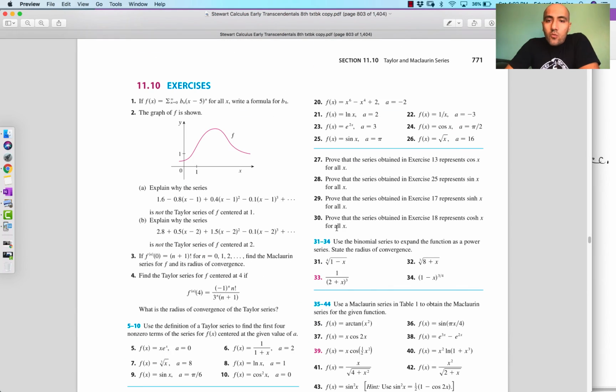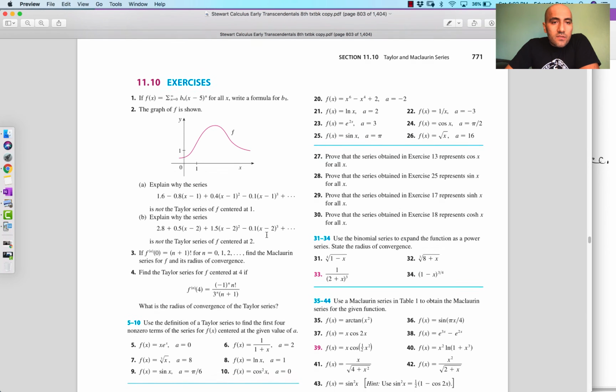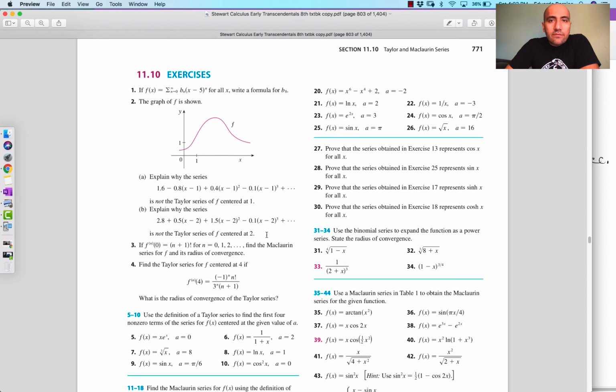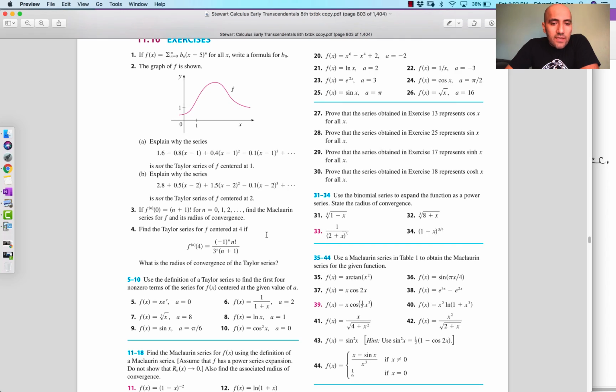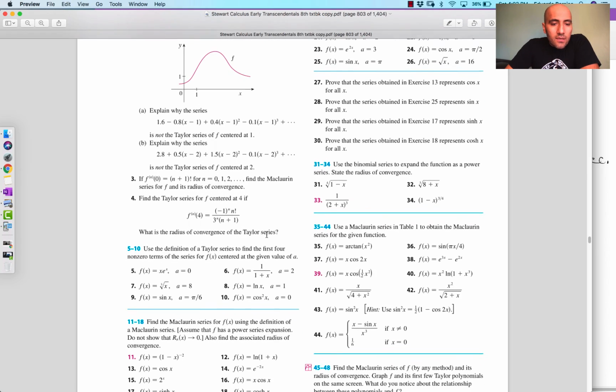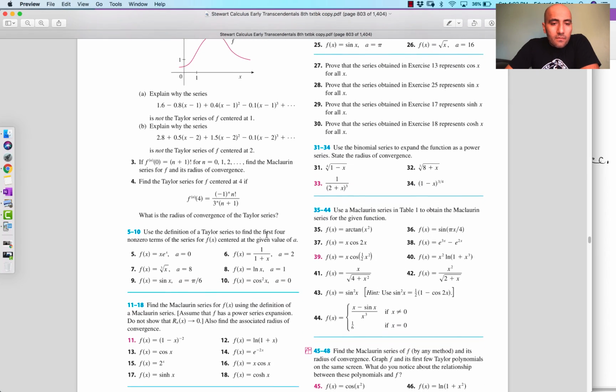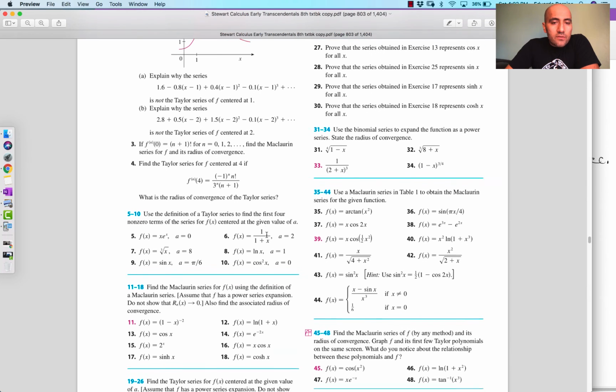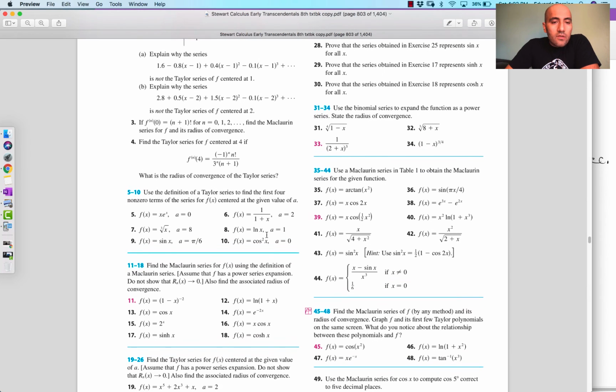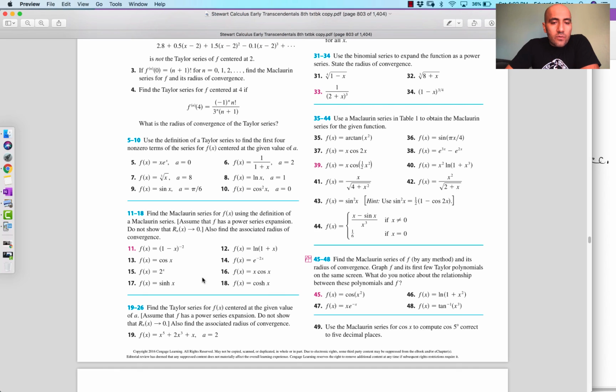All right, let's look at your homework. Start picking away at some of these. This is the homework exercises for Chapter 11, Section 10. Use the definition of the Taylor series to find the first 4 non-zero terms of the series. Okay, hopefully that one's not too bad. You just have to find the first 4 terms. Okay, let's start with these guys.